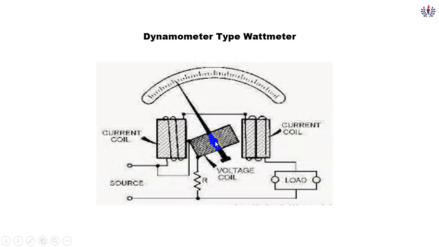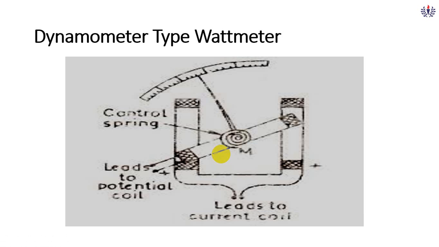There may be some supports also, along with that spring control is also there to provide the controlling torque. When we give the current here, the deflecting torque will be produced, and a spring will be connected, fixed at one end and the other end is movable, that is connected against the pointer movement. That is how the spring control has been applied.